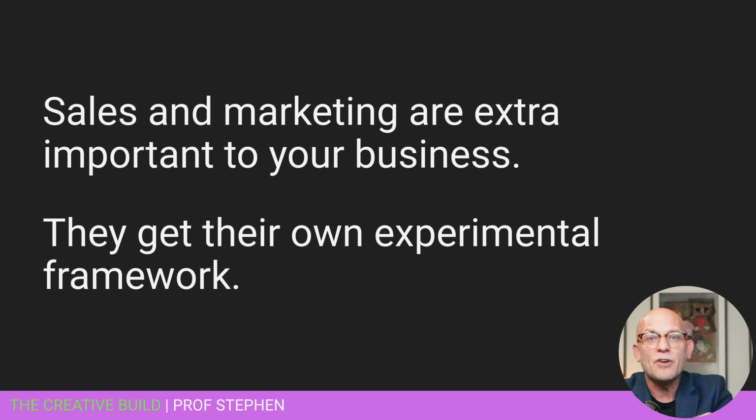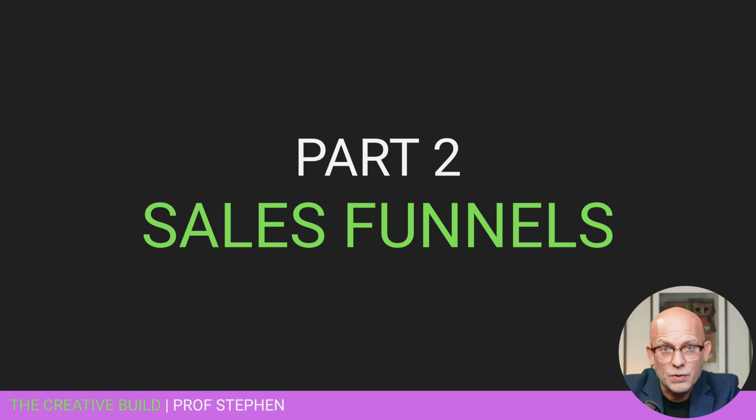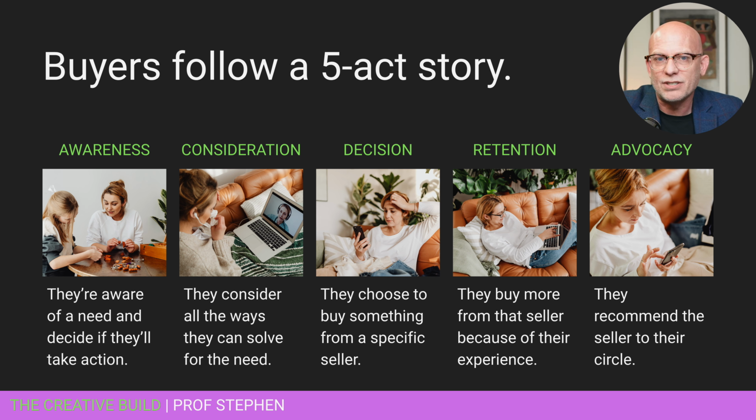That means they get their own experimental framework. That framework is called a sales funnel. And in Tool 3, you're going to build your own sales funnels. And you're going to work to grow them and to get better at them over time through experimentation. But you've already learned what the basics of a sales funnel look like. In the last lesson, and in Tool 2, you described your buyer's story: awareness, consideration, decision, retention, and advocacy. Those are the same 5 steps in a sales funnel.